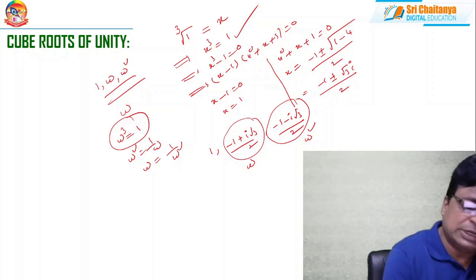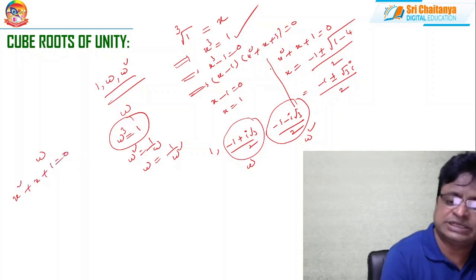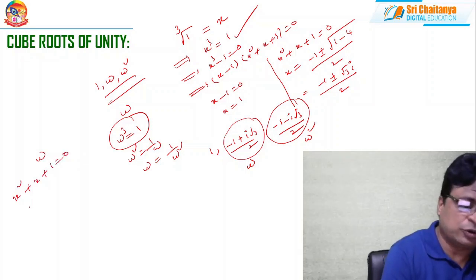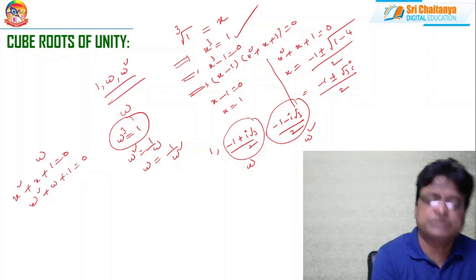And moreover, since omega is a cube root of unity, automatically it should satisfy the equation x square plus x plus 1 equal to 0, because it is a part of that one. So omega square plus omega plus 1 equal to 0. That means the sum of all cube roots of unity is equal to 0.